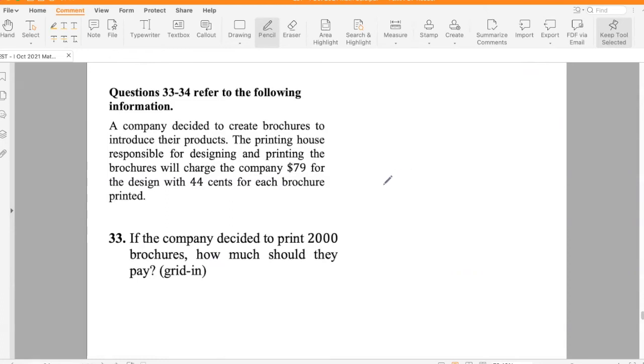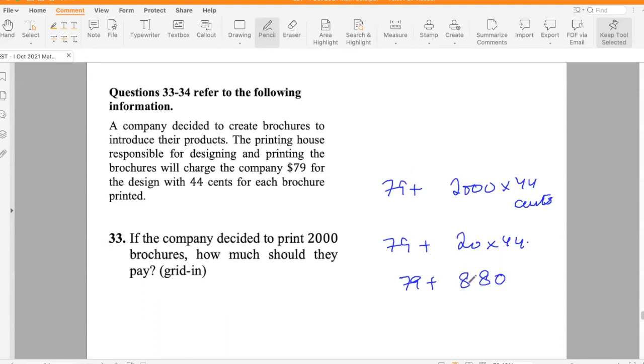Okay, so $79 plus 2,000 into 44 cents. So that's $79 plus 20 into $44. So that's 79 plus 880. So 9, 5 carry 1. So $959, right?